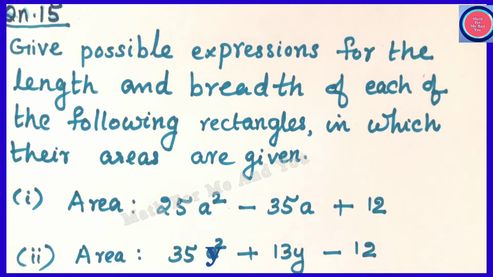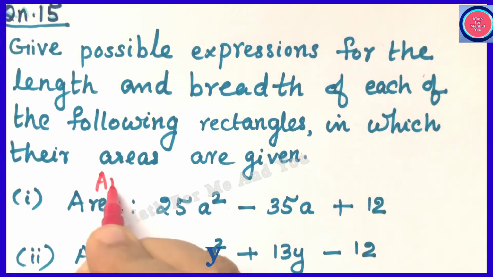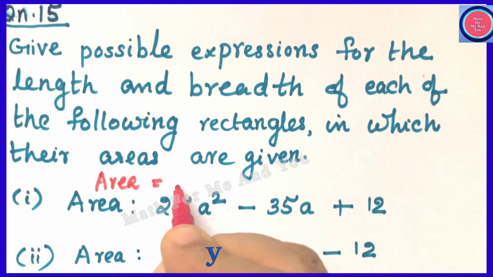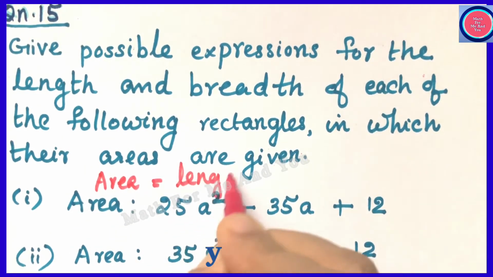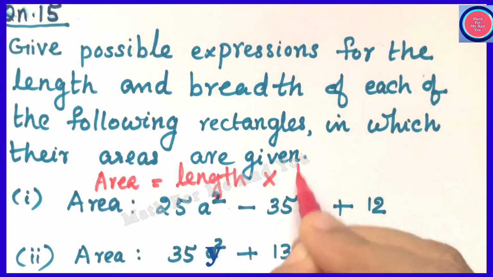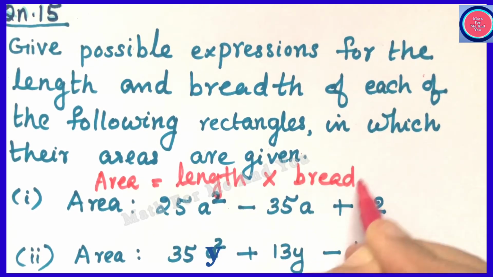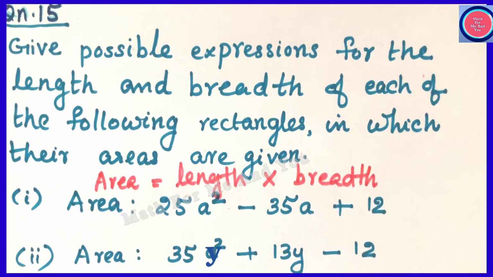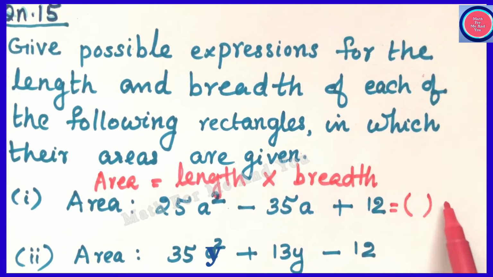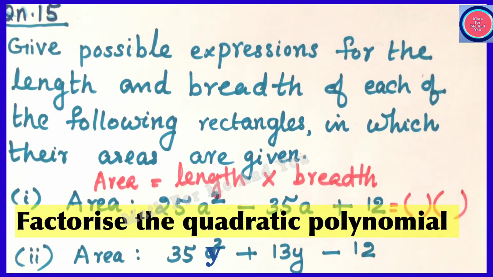What is the relation between area, length and breadth? We have studied that area is equal to length into breadth. So what we need to do here is express the given area as the product of its length and breadth. Let's start with part number 1. The given area is 25a square minus 35a plus 12. So we are going to express this as the product of its length and breadth. Or in other words, we have to find the factors of the given expression.